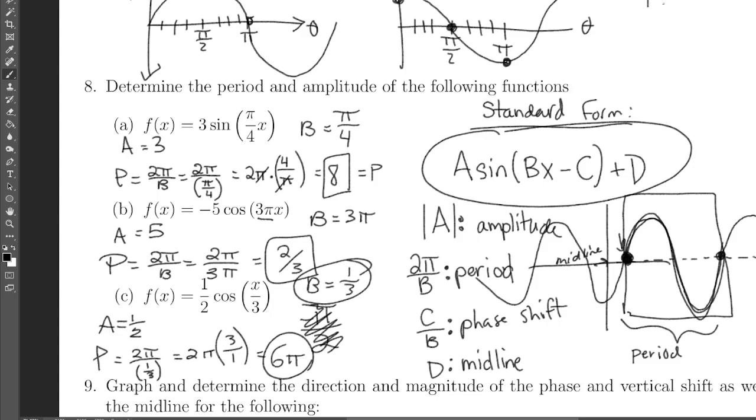So like one period of sine looks like this, where you start at the midline, you go to your maximum, you go back to the midline, you go to your minimum, you go back to the midline. For cosine, it looks like this: you start at the maximum, you go down to the midline, down to the minimum, up to the midline, and up to the maximum. So the difference is that this is your starting point for sine, but your starting point for cosine is here at the top.